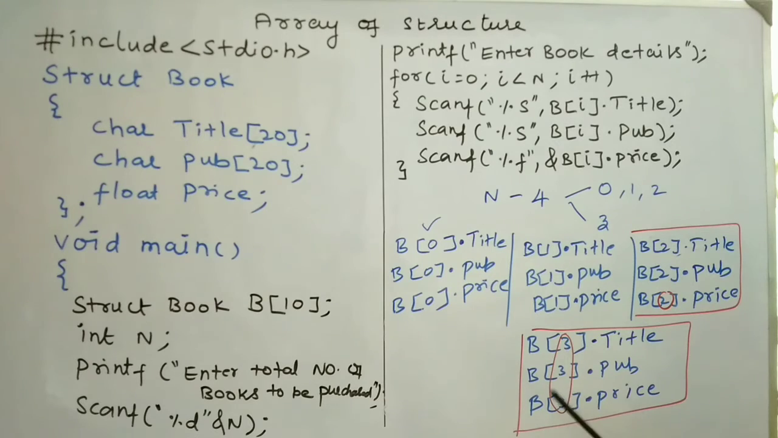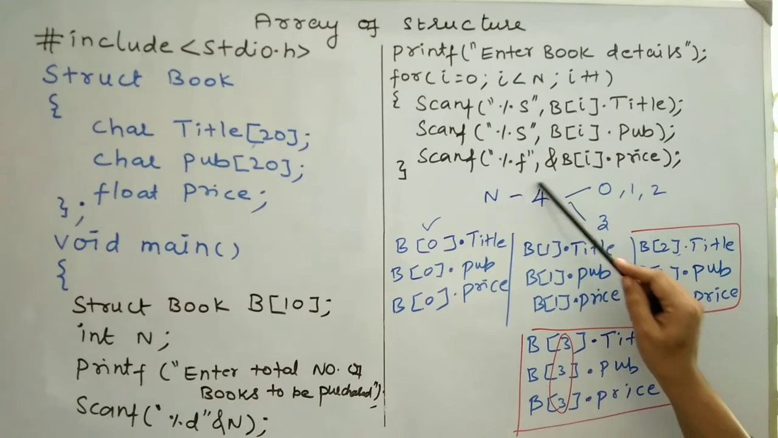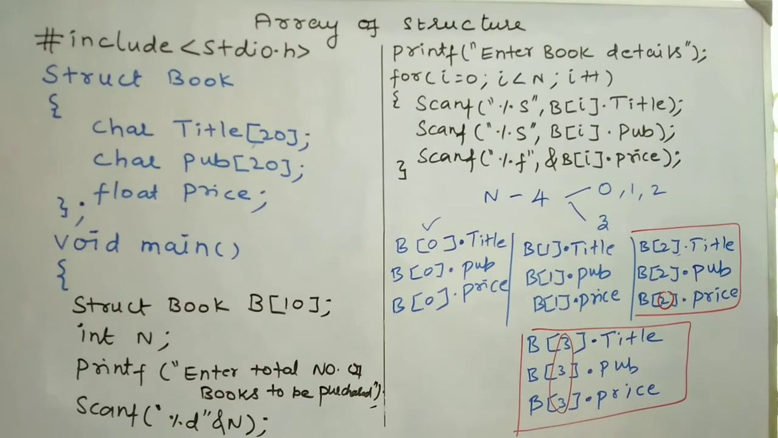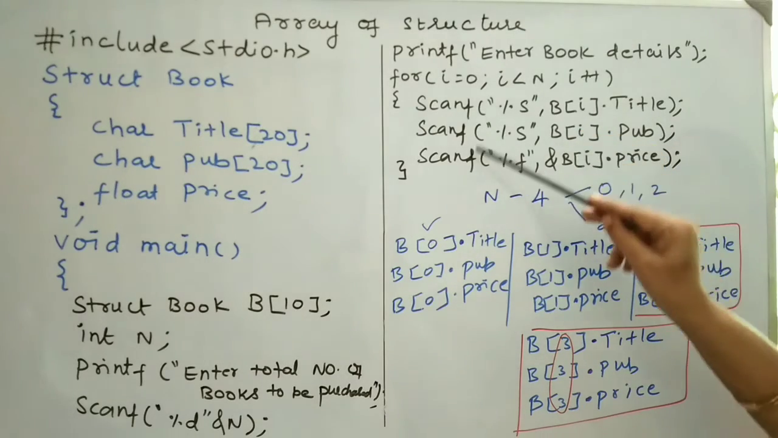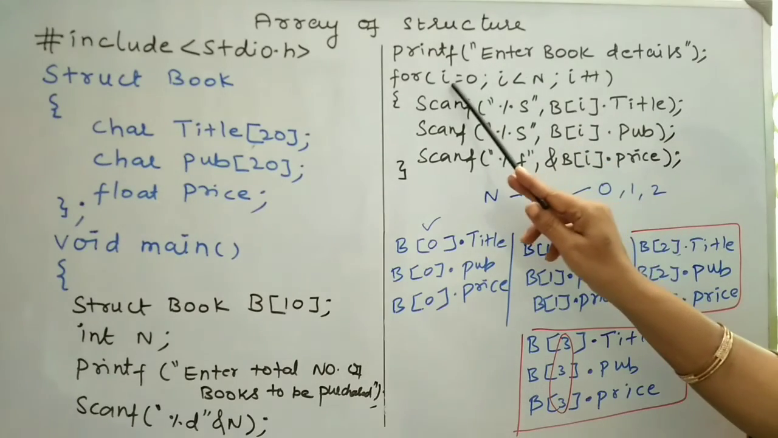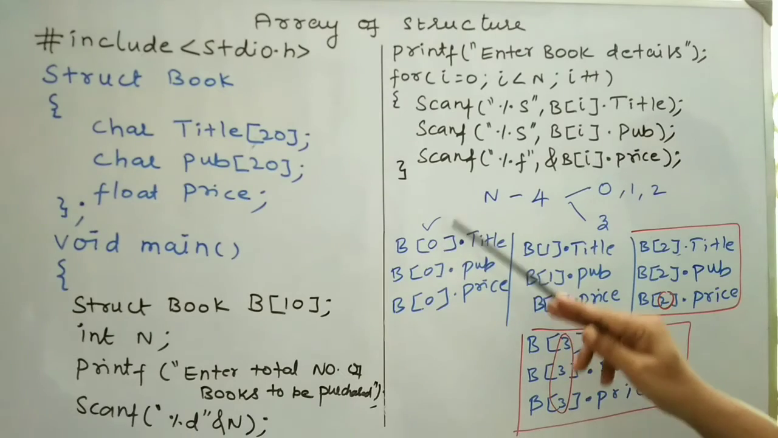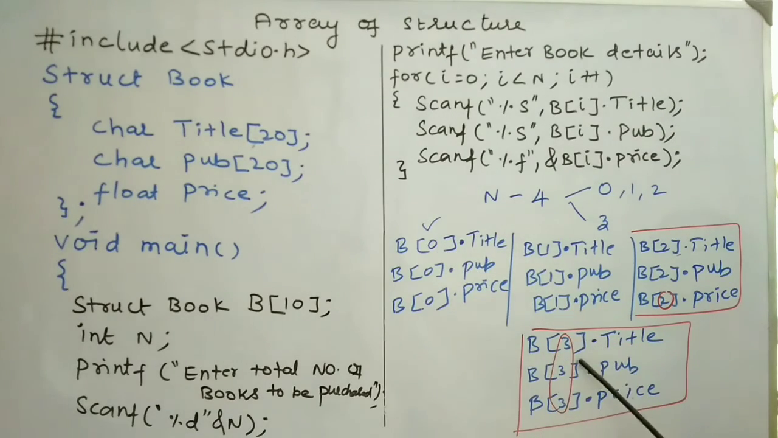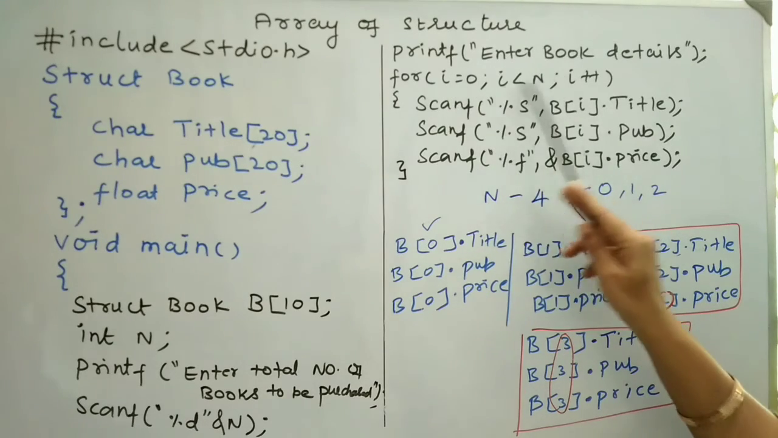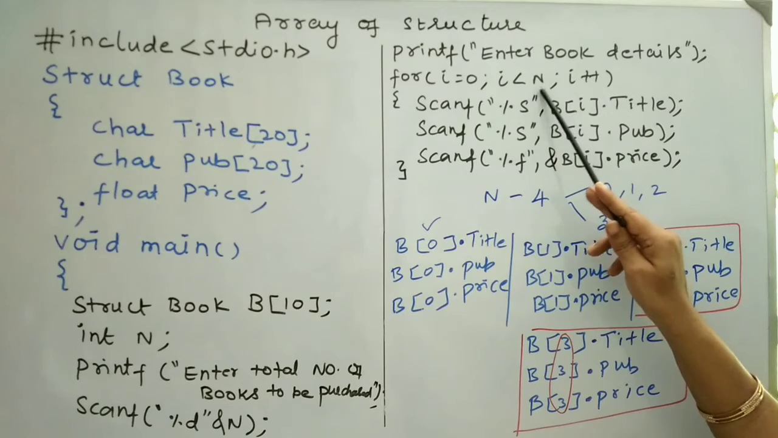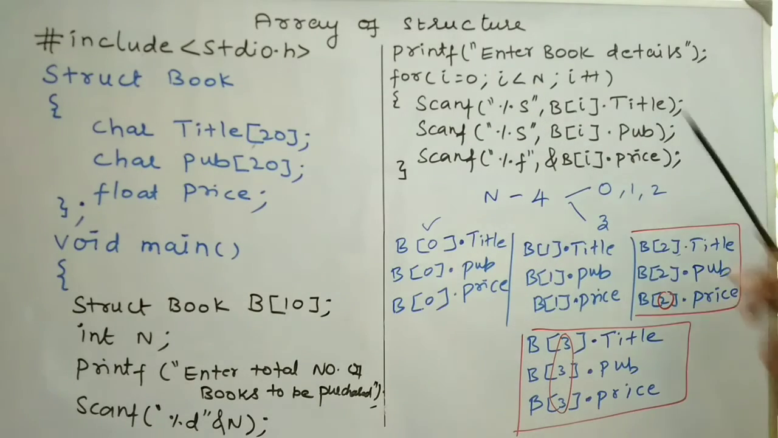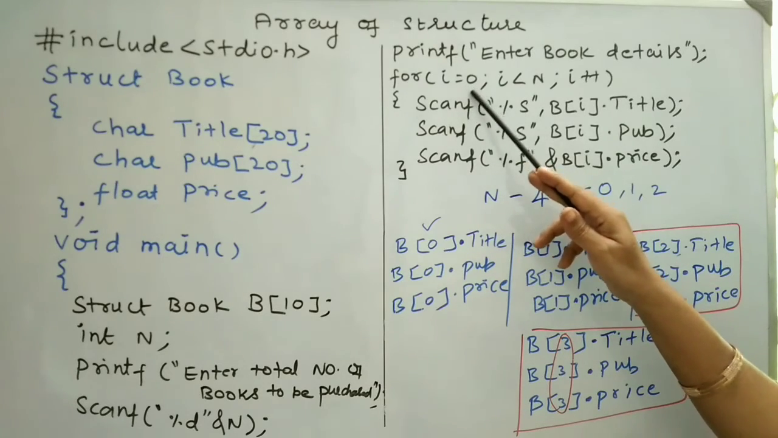So we are using the structure variable from index position 0 to 3 to store the details of 4 different books. To get the values, I have used a for loop. In this for loop, I is going to hold the index position of the structure variable starting from index position 0 to 3, that is 0 to n minus 1. So I varies from 0 to n minus 1, that is I less than n. Each time the value of I is incremented by 1. Initially the value of I is 0.